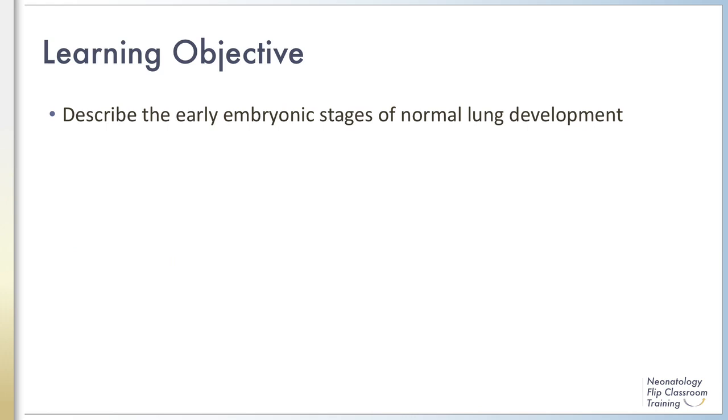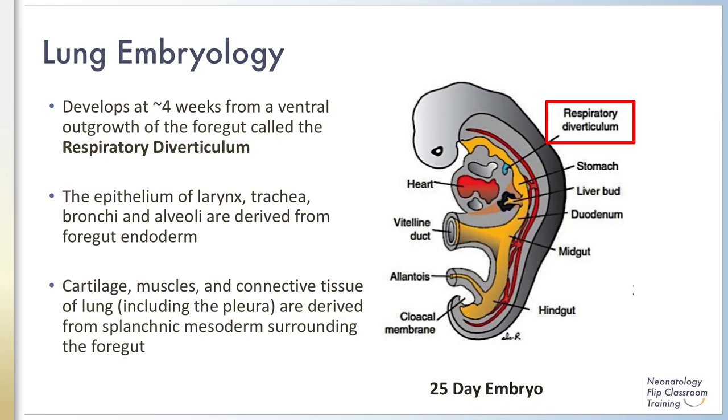By the end of the first module, the learner will be able to describe the early embryonic stages of normal lung development. Lung development begins from a ventral outgrowth of the embryonic foregut called the respiratory diverticulum at about week 4 of the embryonic stage. The primitive foregut is shown in gold in the figure, and the respiratory diverticulum is pictured in blue with the surrounding mesoderm shown in gray.